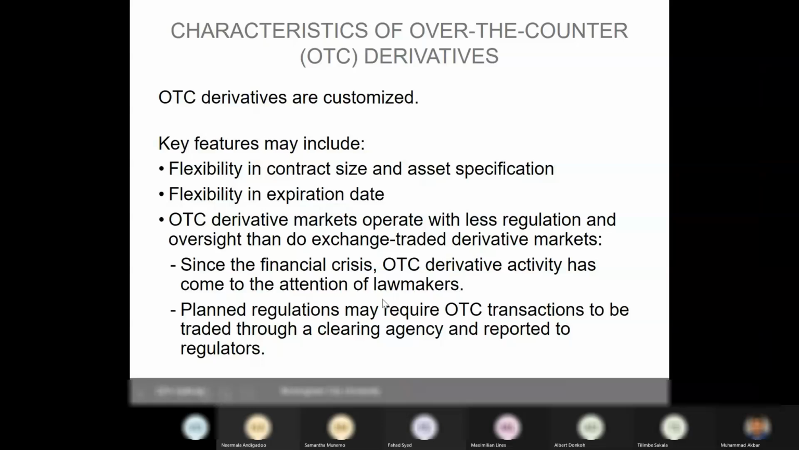Like you see, they have actually pointed to that here in this point, that planned regulations may require OTC transactions to be traded through a clearing agency and reported to regulators. And this is what has happened now, that even OTC transactions have now a clearing agency in some markets. And this all has been done to reduce the counterparty risk or the default risk in the transactions on OTC.